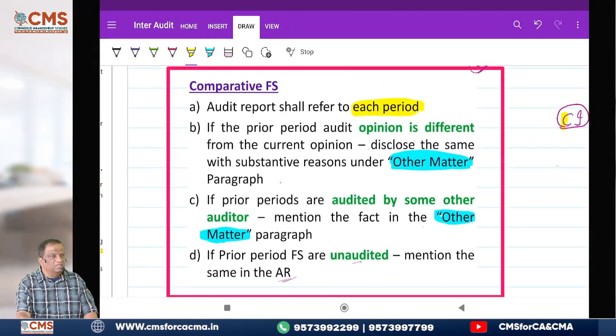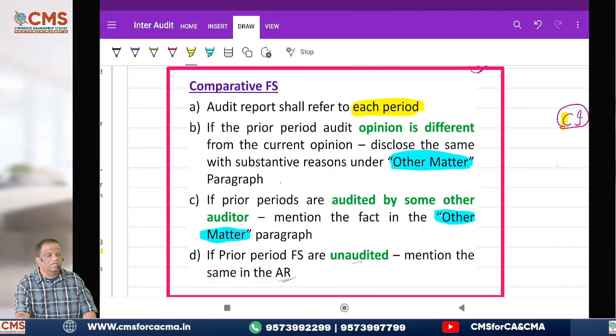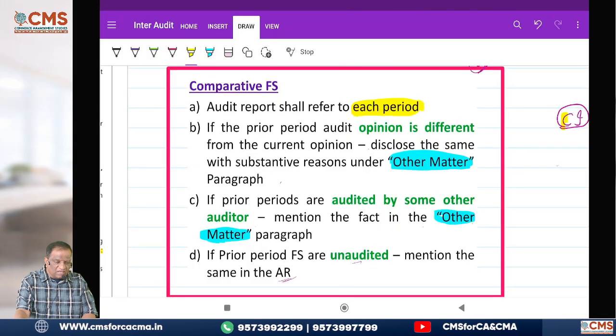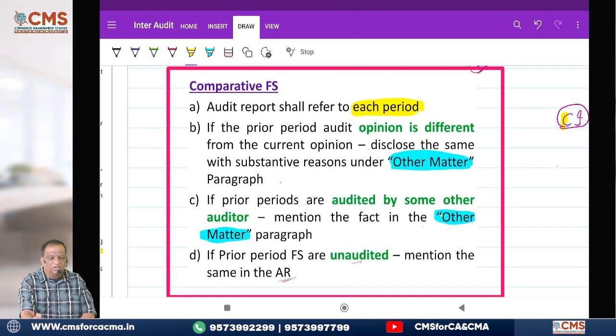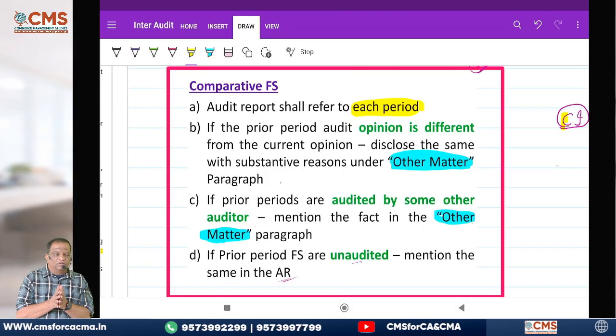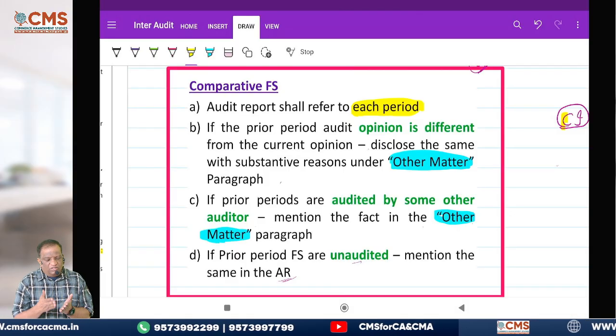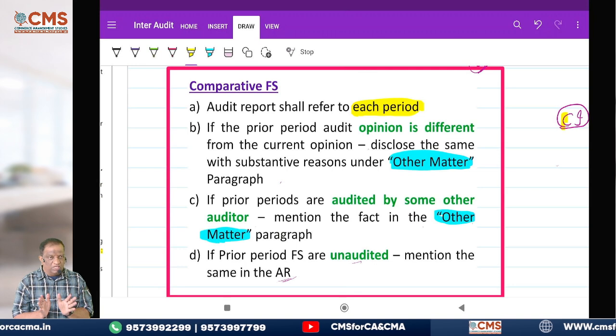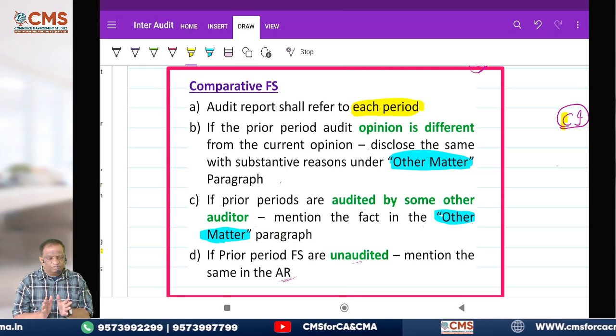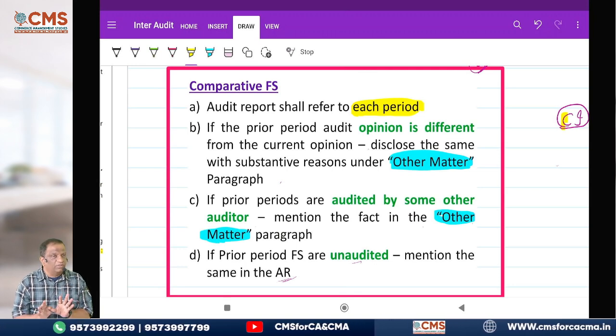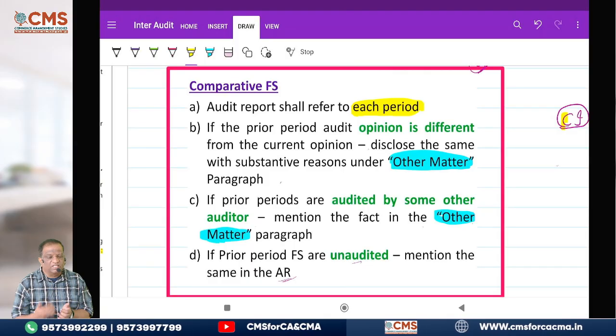And similarly, the last question that you will get here is, what are the matters you have to keep in mind if it is a comparative financials? If it is a comparative financials, then you have to keep this period. Under comparative financial method, the audit opinion refers to each period. So, therefore, there is no problem of referring to corresponding. In fact, you have to refer to it. But then what is the problem?